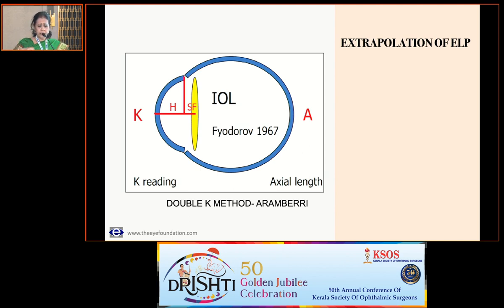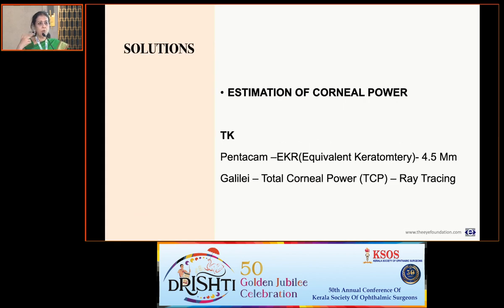However, the Aramberri double K method and the other newer methods which have come in, like Haigis's formula, do not rely on the pre-op K, and Haigis especially uses the anterior chamber depth to arrive at the ELP. So there have been modifications with the newer generation formulas. So the next question comes, what is the solution which you're going to offer? This is by estimating the corneal power, either with a total keratometry or the Pentacam EKR or the Galilei's.